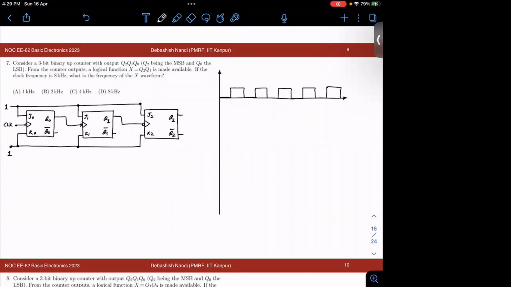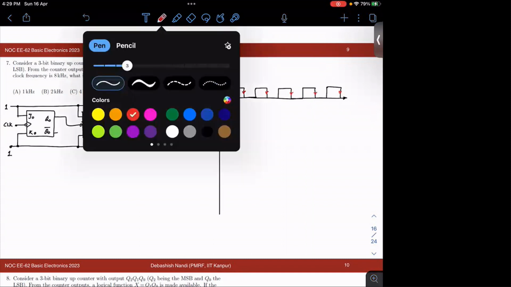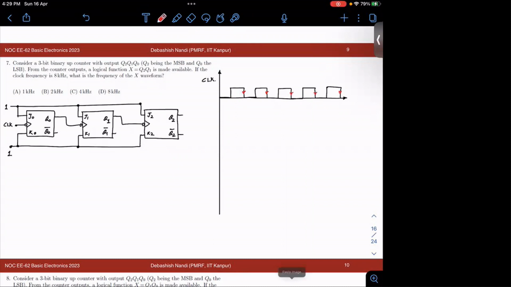Okay, so this is your clock signal. Fine, and these are your negative edges. Okay, so what would be your Q0? This is your Q0, right? So your Q0 will remain the same as the previous value, and at the negative edge it will toggle.